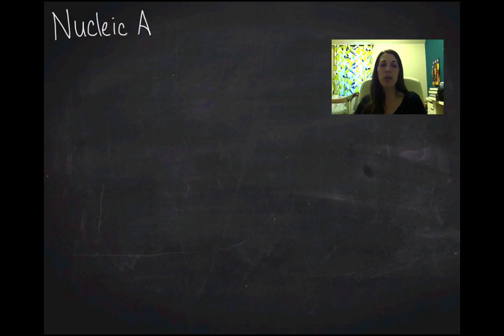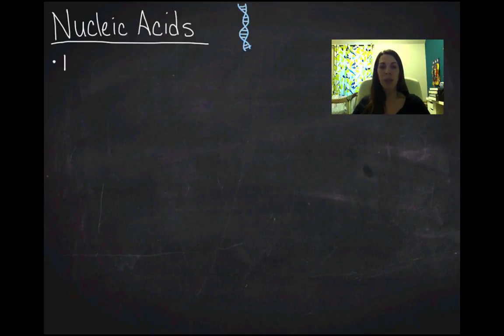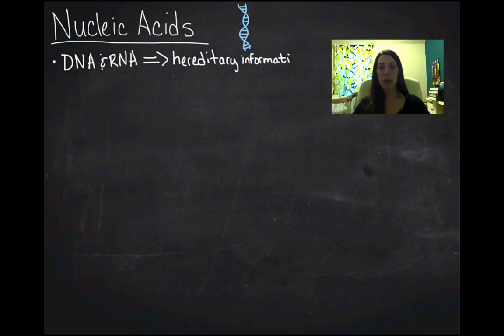Hi, this is Ms. Delosier, and these are your notes on nucleic acids, so DNA or RNA. Nucleic acids, DNA and RNA, right? We're all familiar with those. That is your hereditary material. It's your hereditary information. It's on your chromosomes. It's in your genes, whatever you want to say about it. It's your nucleic acids, right?